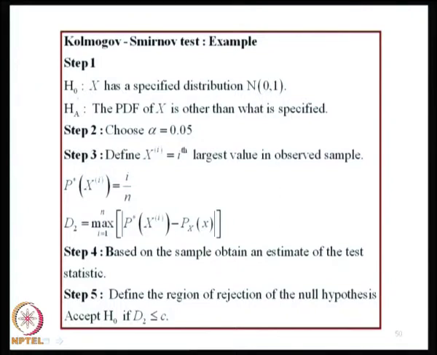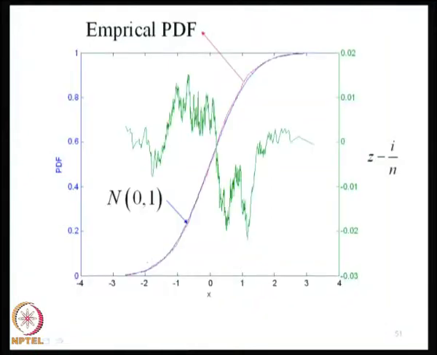The null hypothesis H is that x has a specified distribution N(0, 1), that means it is Gaussian with 0 mean and unit standard deviation. The alternate hypothesis is that the PD of x is other than what is specified. We select a 5% significance level and go through this exercise and have done this plotting here.